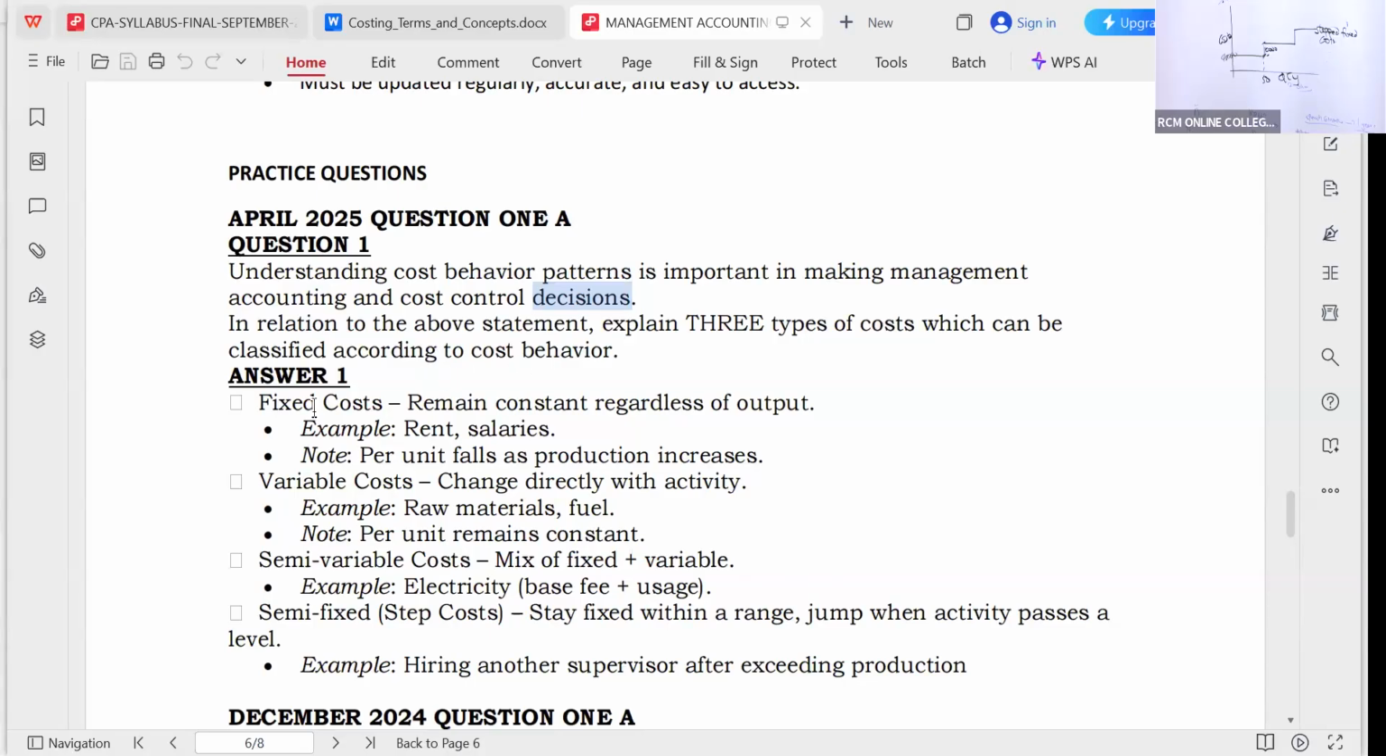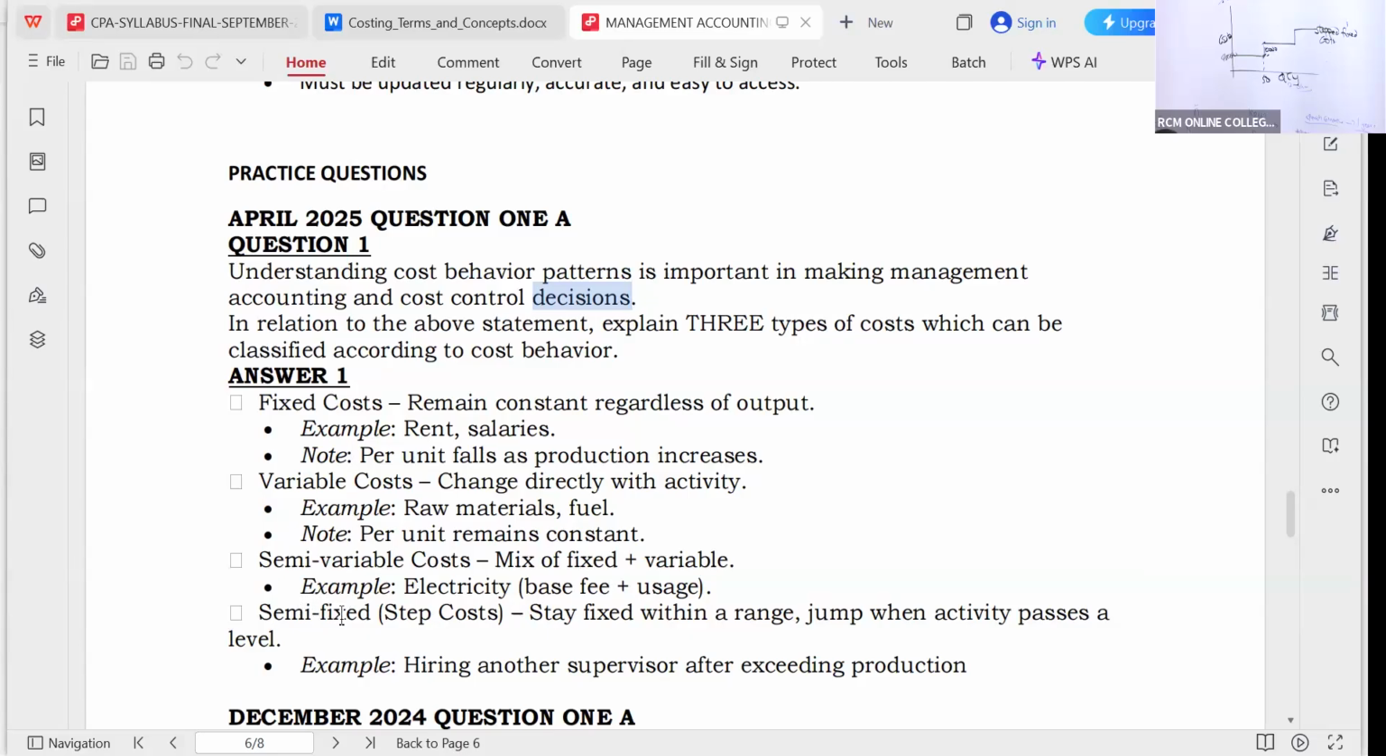So the answer: fixed costs remain constant regardless of output. Example, rent, salaries. Variable costs change directly with activity. Example, raw materials, fuel. The more you use this vehicle, the more you will incur in terms of fuel cost. Then we have semi-variable costs. It's a mixture of fixed plus variable. Example, electricity: there is a base fee plus usage.